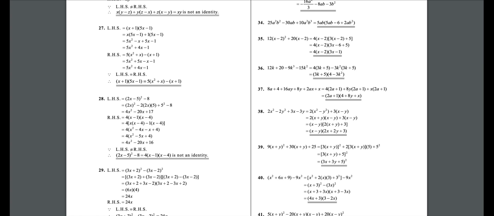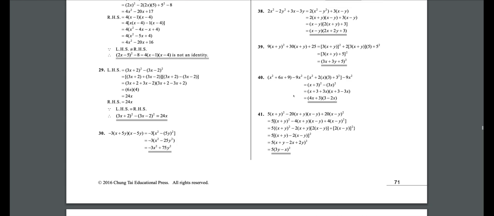Okay, this time you have 4 items, so do it with 2 grouping. So put the 2 items together, like this one. And for 37, now you have 8 plus 4 plus 16ay plus 8y plus 2ax plus 6. When you have 6 items, then you just group them into 2 or 3, but it depends on your experience. This one, there are 4 items, therefore you have to change it into 2 grouping.